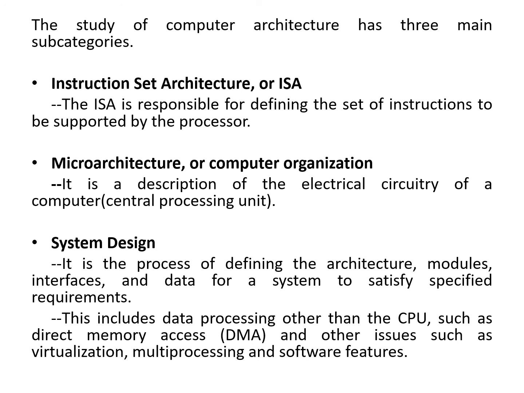Then next is the system design, which is the process of defining the architecture modules, interfaces, and data for a system to satisfy specified requirements. That is, it includes data processing other than the CPU, such as direct memory access, multiprocessing, virtualization, and other software features that will be discussed later.